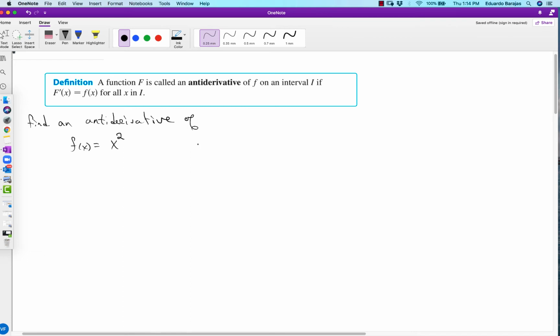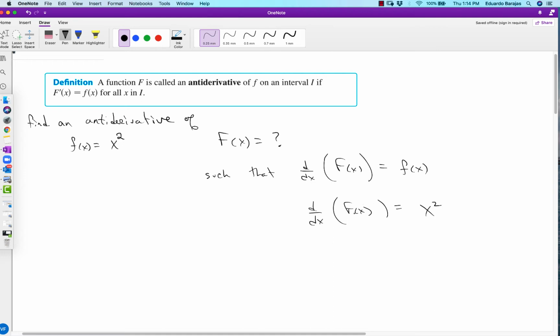Okay, so we've got to come up with some capital F of x function, right? That's our mission here, such that when I take the derivative with respect to x of that capital F of x function, the answer will be lowercase f. In other words, I want something such that when I take the derivative of that capital F of x function, the answer will be x squared. Well, if we remember our power rule, when we take derivatives of a polynomial, the derivative with respect to x of x to the nth power equals n x to the n minus 1, right? We subtract 1 from the exponent.